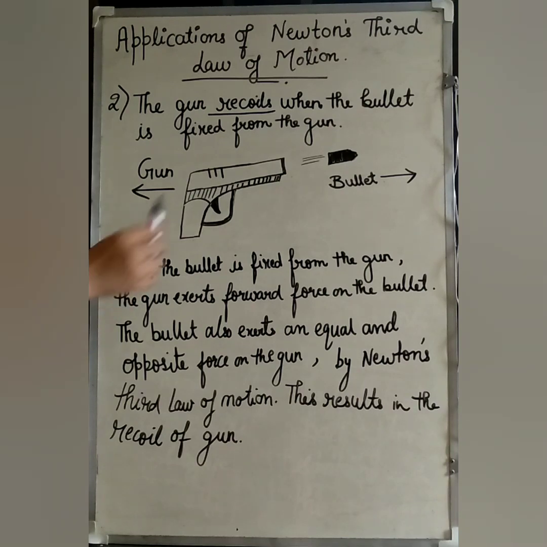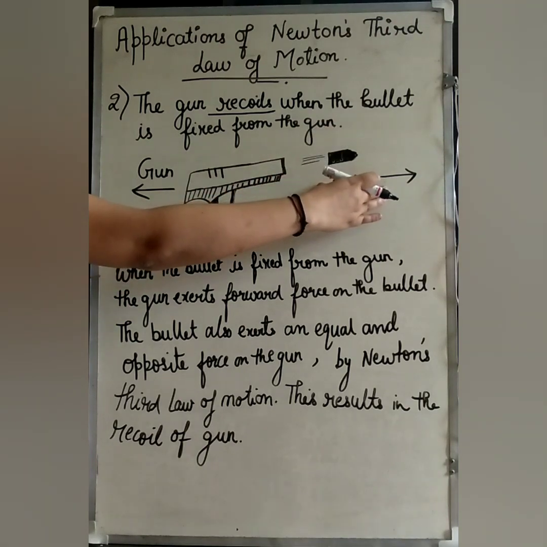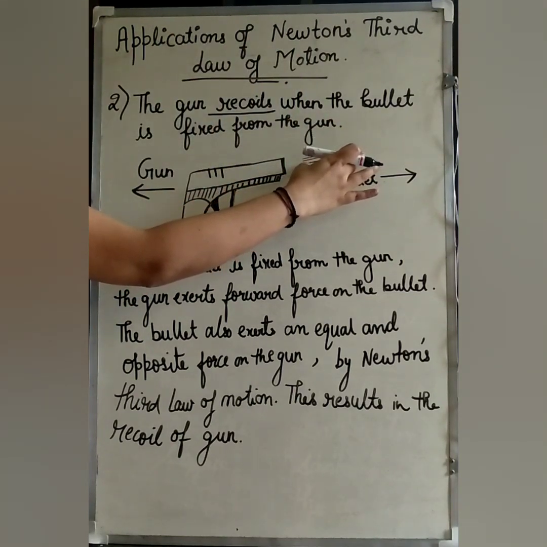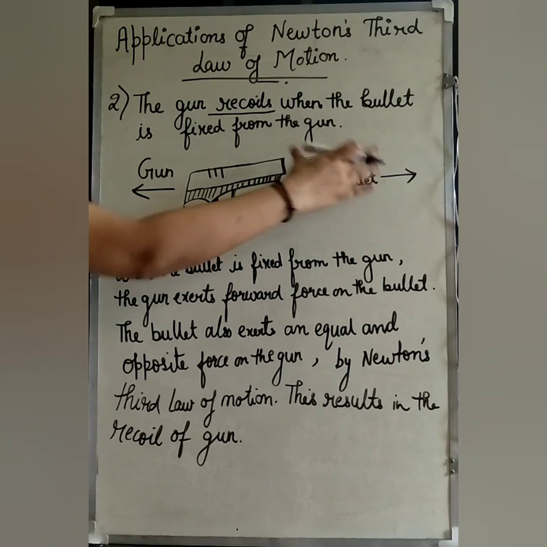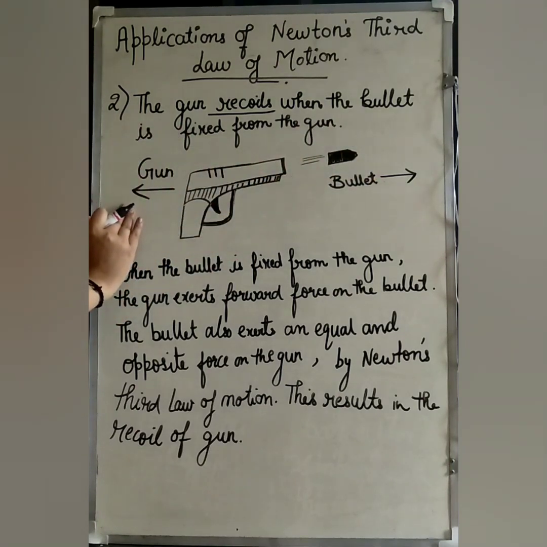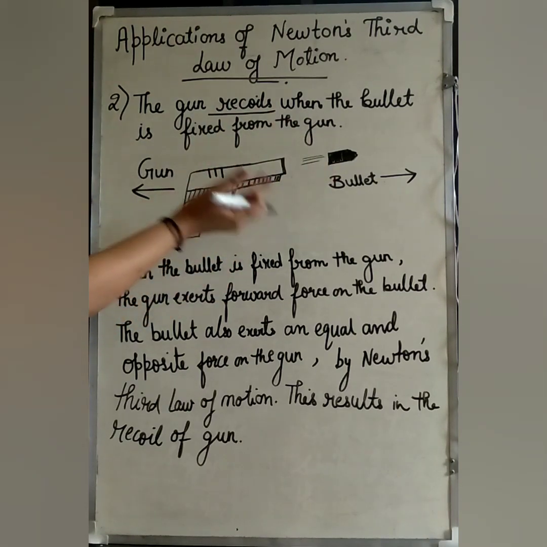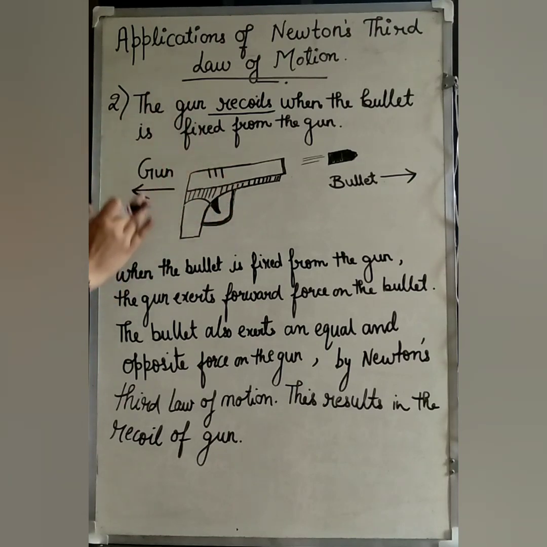Now here I have two bodies. One is the gun and one is the bullet. The first body is exerting force on the second body in the forward direction. So what will happen by Newton's third law of motion? The bullet will also exert the same amount of force on the gun but in the opposite direction. So when the bullet is fired, the gun moves in the backward direction, and when the gun moves in the backward direction we say that the gun recoils. The gun moving in the backward direction means the gun is recoiling.